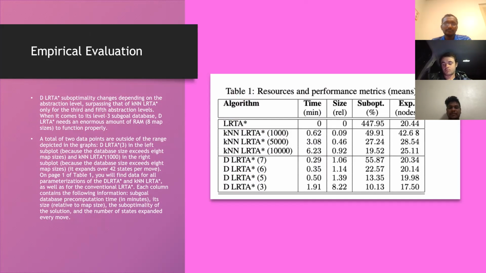For example, you can find the parameters of the LRTS star and the KNN LRTS star on page 1 of table 1, which is on the right side of the presentation. You can also find the conventional LRTA star. Each column has the following information: the time it took to make a subgoal database, its size compared to the size of the map, how bad the solution is, and how many states are expanded every move. Can we go to the next slide?